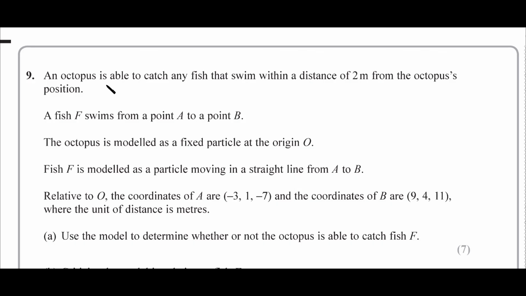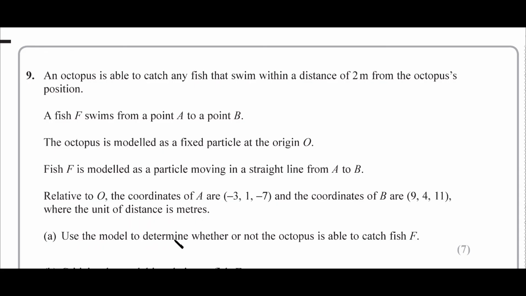Question 9. An octopus is able to catch any fish that swim within a distance of 2 meters from the octopus's position. A fish F swims from a point A to a point B. The octopus is modelled as a fixed particle at the origin. Fish F is modelled as a particle moving in a straight line from A to B. Relative to O, the coordinates of A are -3, 1, -7, and the coordinates of B are 9, 4, 11, where the unit of distance is meters.